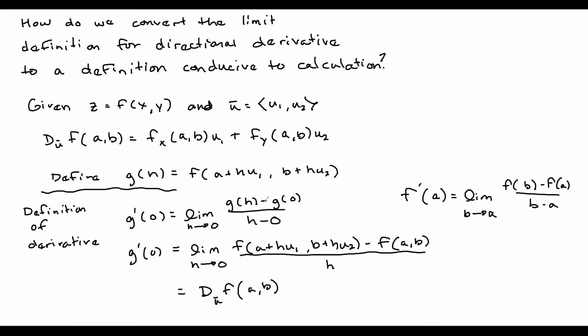Okay, so we're halfway there. The second part of the proof is that we need to define g of h using a composition of functions. So let's say we also let g of h, and this is separate from the steps that we just did, equal f of x comma y, where x equals a plus h u1 and y equals b plus h u2.